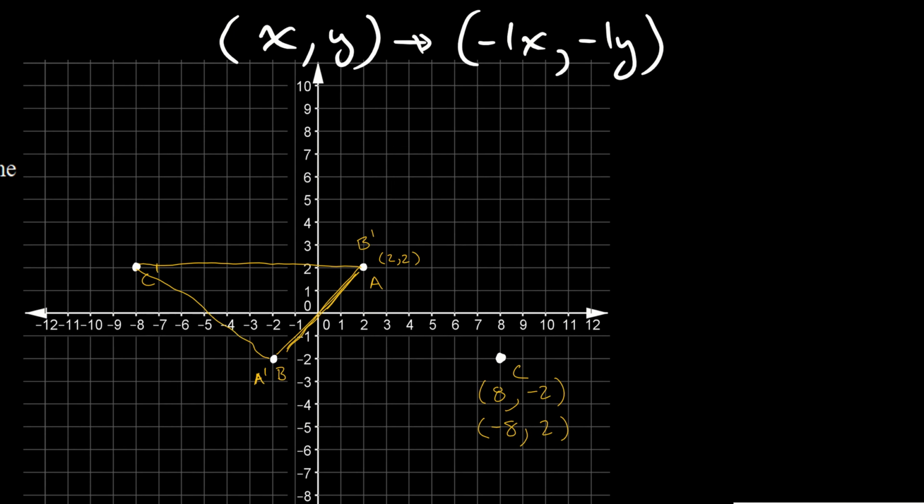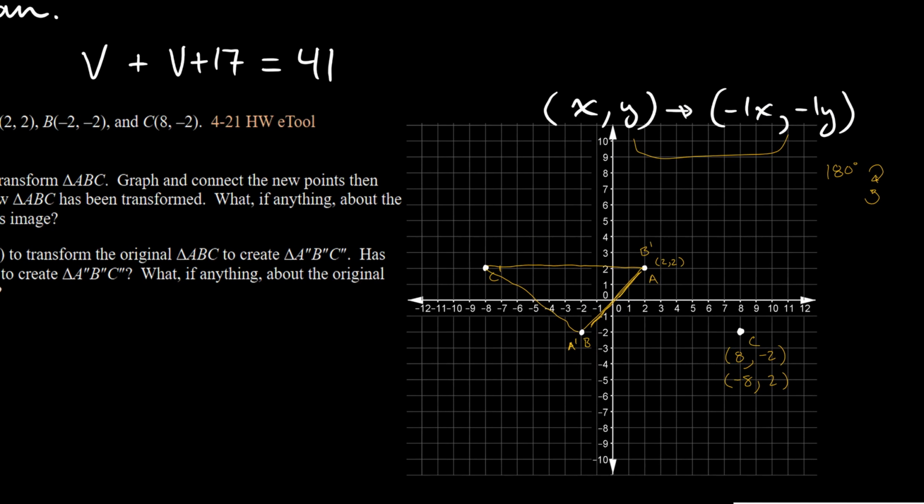I actually think that's the same as a rotation. I think it's a rotation of 180 degrees around the origin too. So I'm pretty sure that this rule that we've written here is the same as a 180 degree rotation, either clockwise, or as we learned earlier, counterclockwise. It doesn't matter which way you go. If you go clockwise or counterclockwise 180, it lands in the same spot. Okay, so that's my answer for A.